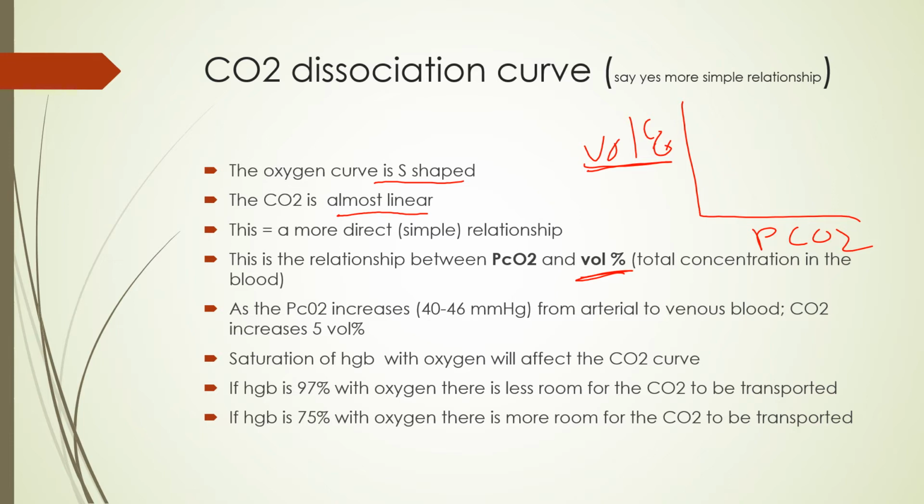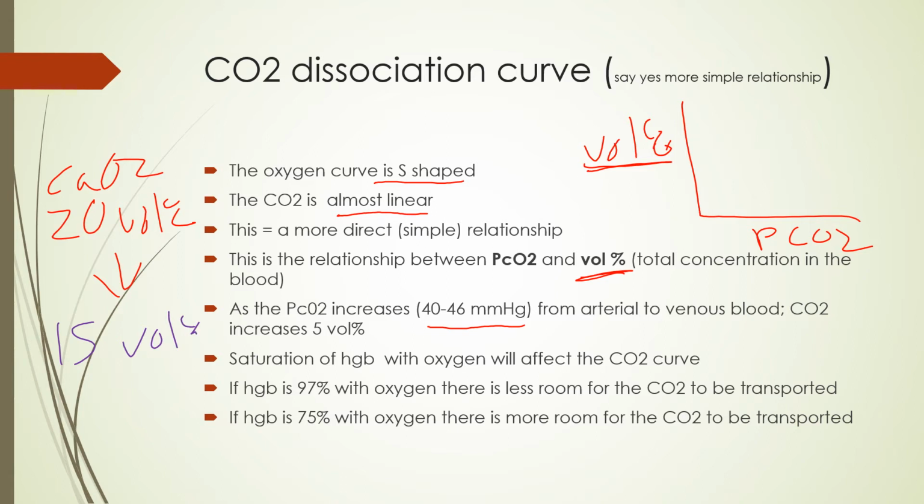So as the CO2 level increases, like 40 to 46 from arterial to venous blood, this is the normal switchover, right? Our CO2 will increase about 5 volume percent. So this is where you go from 20 volume percent in your CaO2 to now, when your tissues use it, you'll go to 15 volume percent in your CvO2, right? So as we do this, this will increase 5 volume percent, therefore that's why we have that change over there.